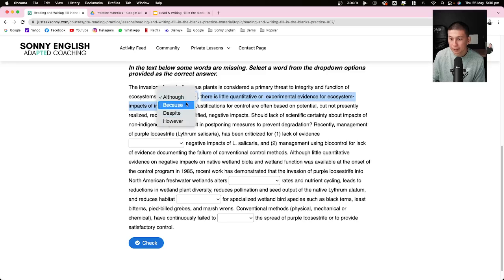All right, next. Because this is never okay. We don't start a brand new sentence with because and then a comma right after. This is absolutely wrong. So no good.